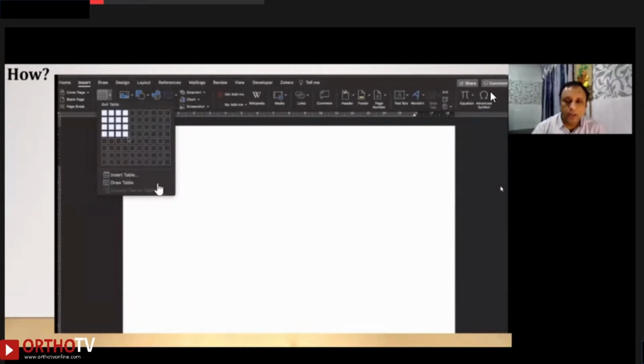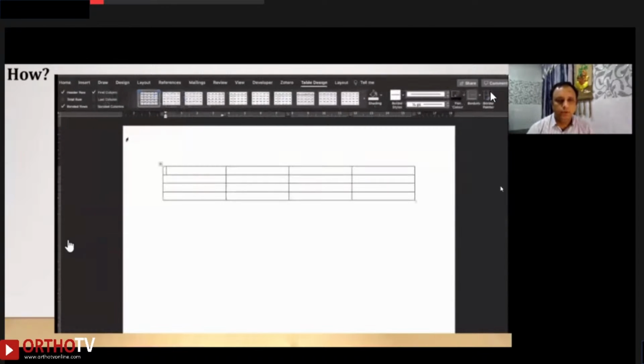Draw table is used to draw a table the way you want it. It's an interesting option. I would recommend you to try it out, and it's useful when you want to merge a few cells in the header rows. When you press the tabs, the tabs progress in the order you make the cells.